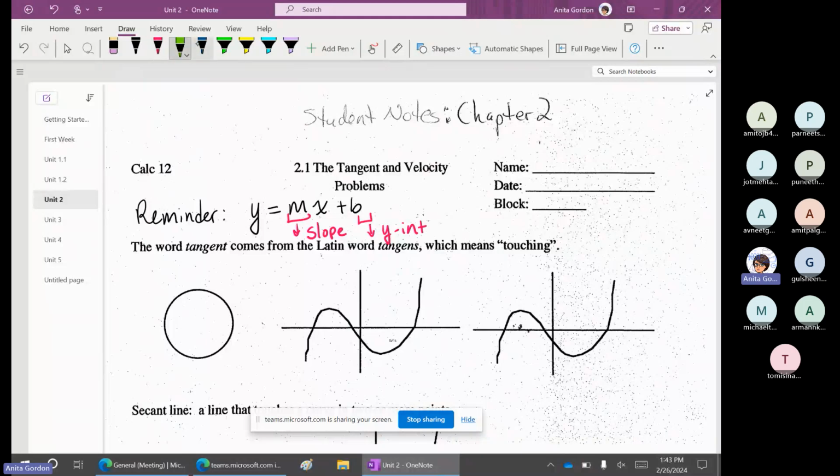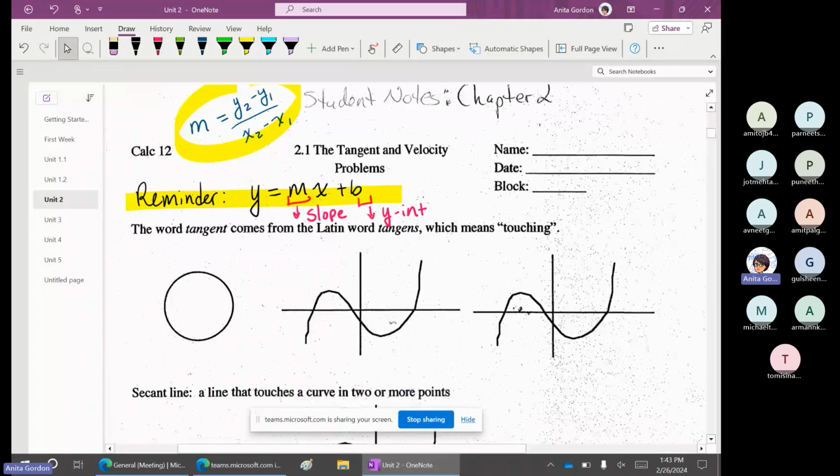Sorry, one more thing to remember. What is the equation for slope? Yes, (y2 minus y1) over (x2 minus x1). Okay, so this is recap from stuff we already know, right? So we're going to use this idea to help build onto our next section.